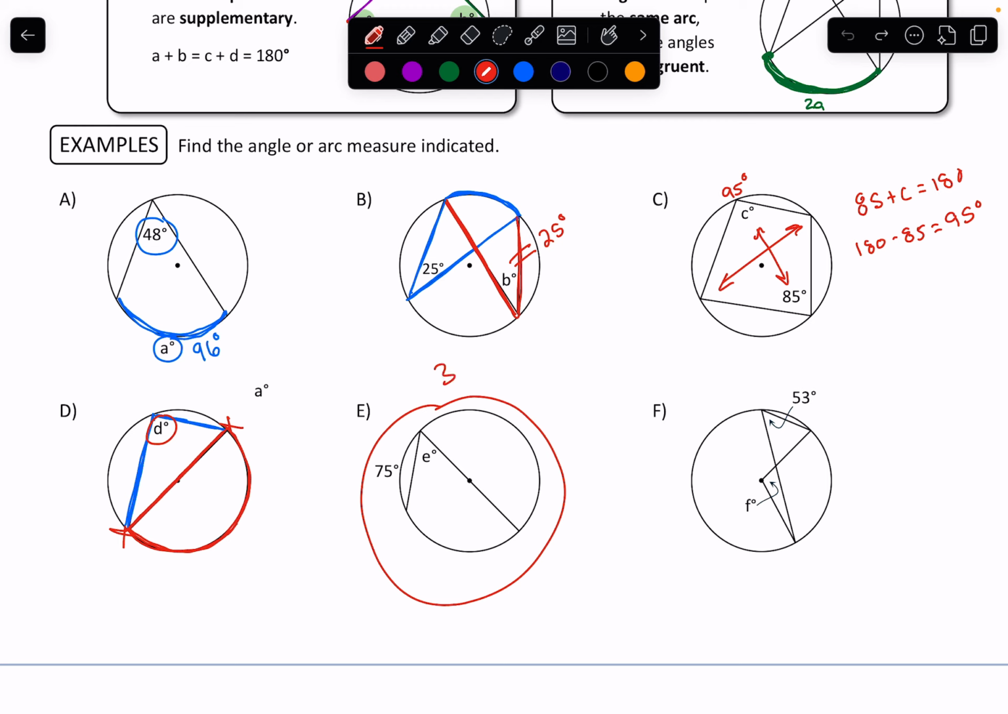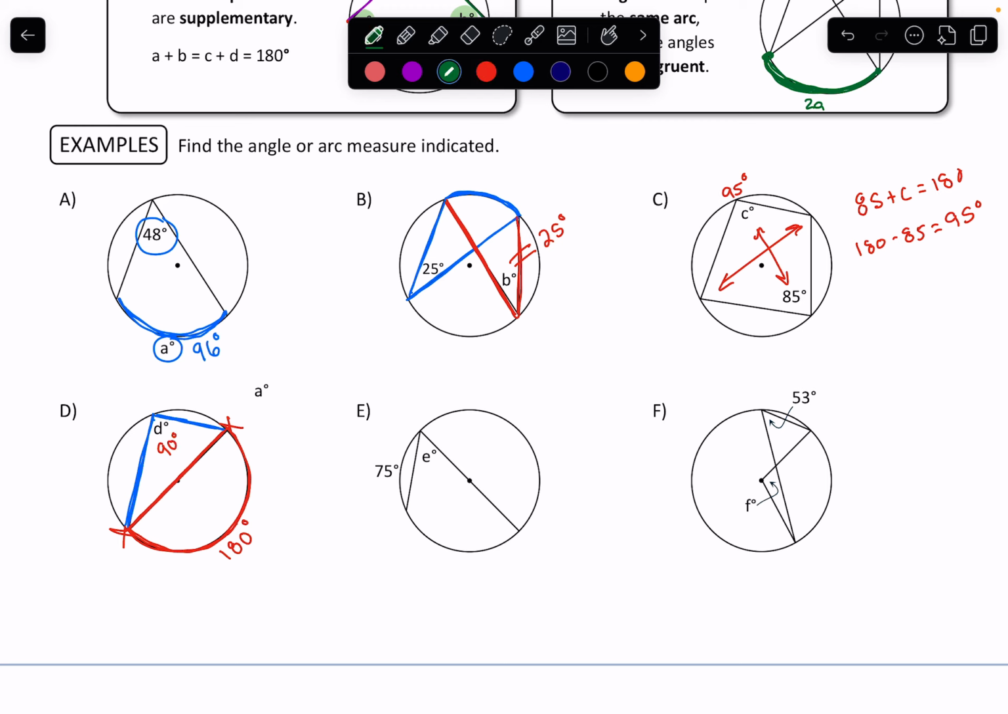Well, I'm not going all the way around. I'm only going halfway around. So this red arc right here is half of 360 degrees. So it's 180 degrees. And my blue angle that I've drawn in there that's connected to my diameter is half of that. So D is 90 degrees.